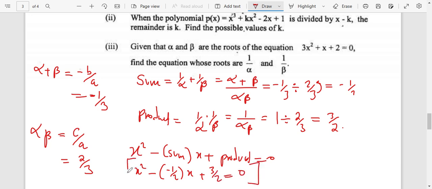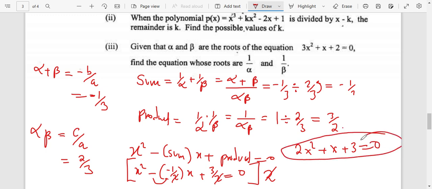To do away with the fraction, since we have got 2, I can multiply everything by a 2. So it will be 2 times x squared, that will be 2x squared. This negative and this negative, that will give us positive. These two cancel with this denominator, so that will just be x. And then again it will cancel this denominator, that will just be positive 3, and that will be equal to 0. So this is the equation. We are good?